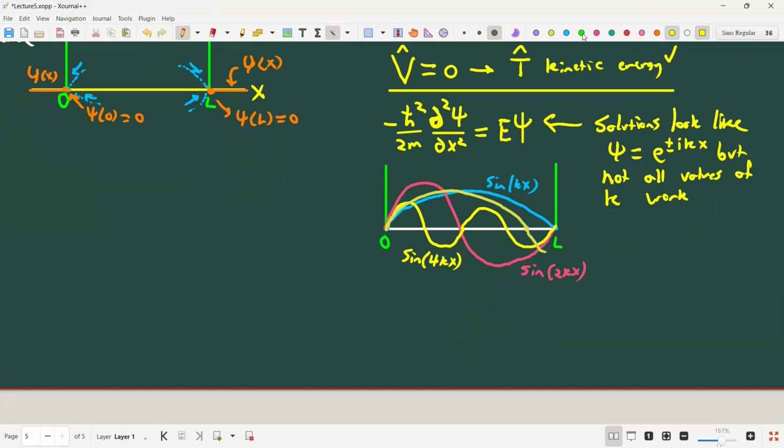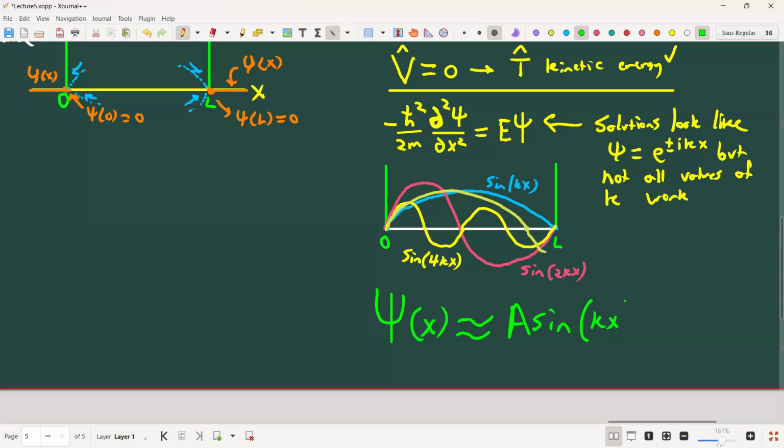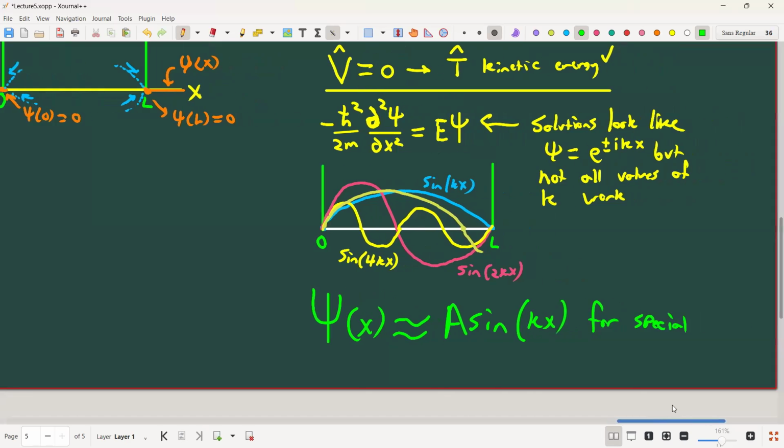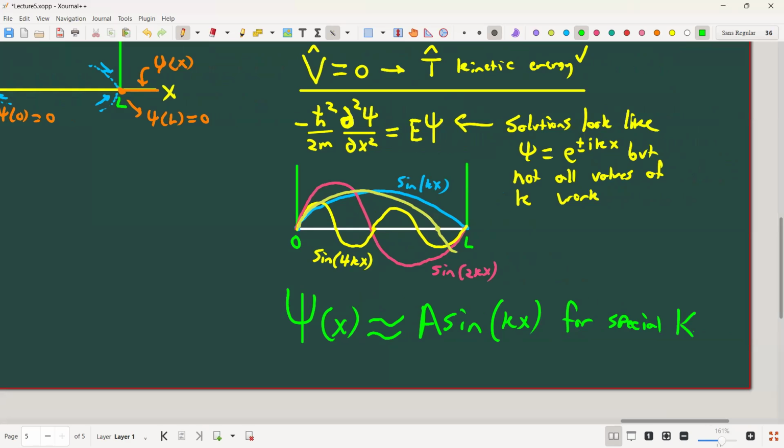It says that the solutions for this psi of x look like a sine wave of kx for special k's. So we need to figure out what those k's are. Obviously they're related to the length, because the length needs to be some multiple of the period or the wavelength.